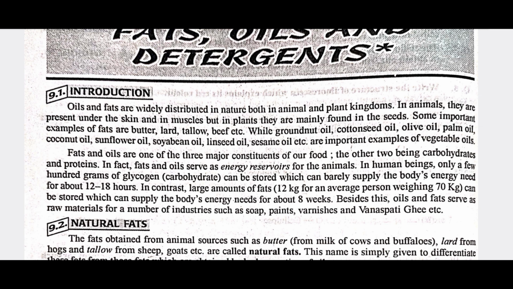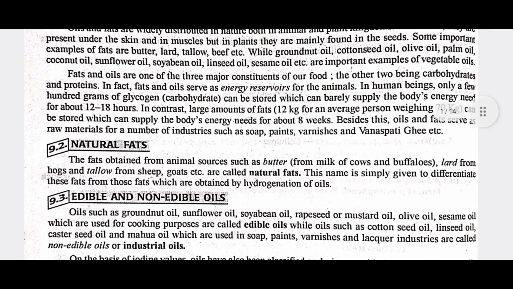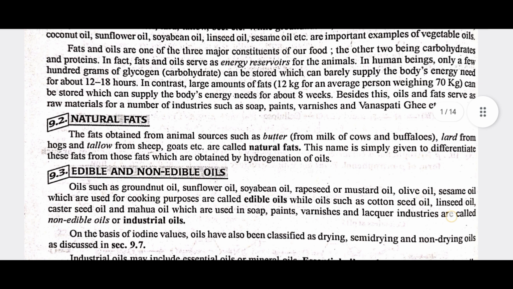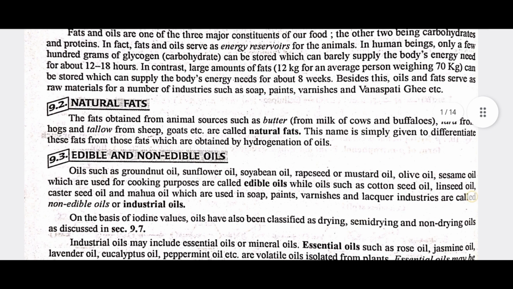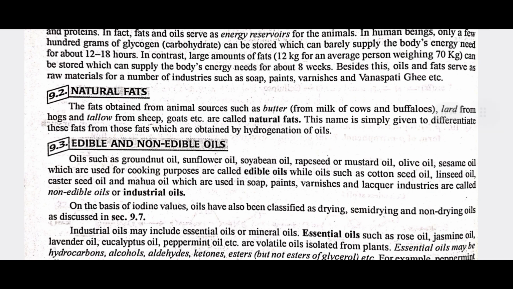Besides this, oils and fats serve as raw materials for a number of industries such as soap, paints, varnishes, and vanaspati ghee, etc. Natural fats. The fats obtained from animal sources such as butter, from milk of cows and buffaloes, lard from hogs and tallow from sheep, goats, etc., are called natural fats. This name is simply given to differentiate these fats from those which are obtained by hydrogenation of oils.